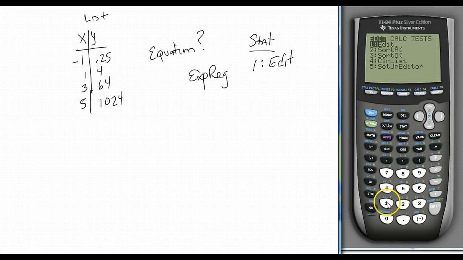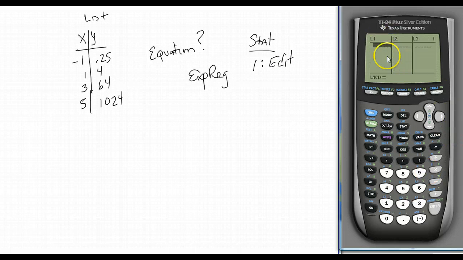So just hit 1. Now here's our list 1, list 2. My x value will be L1, my y value will be L2. And what you do is just punch them in, and you just run right down the line. So -1, enter. Notice it enters it into the first spot. Then a positive 1, enter. 3, enter. 5, enter. Go sideways.